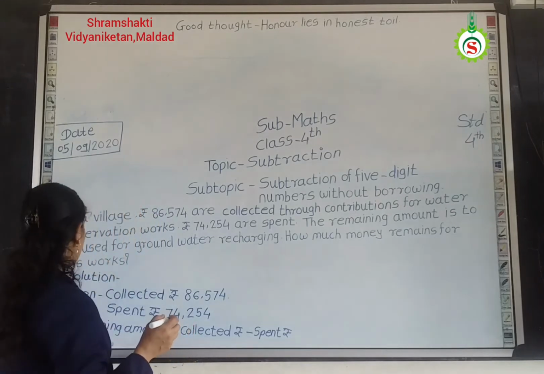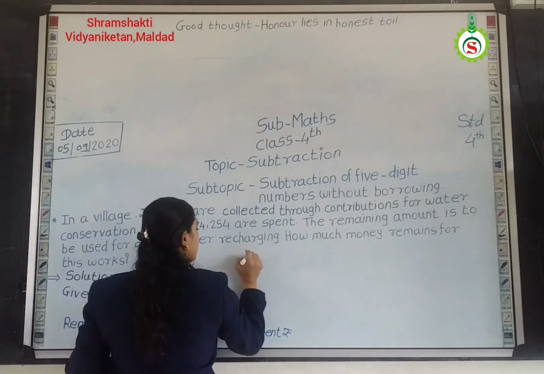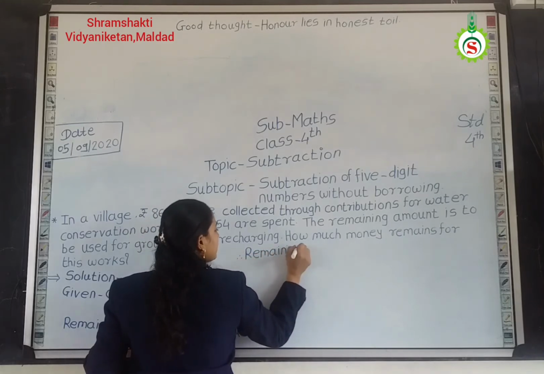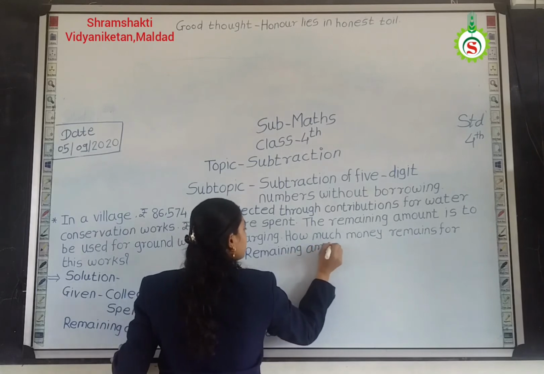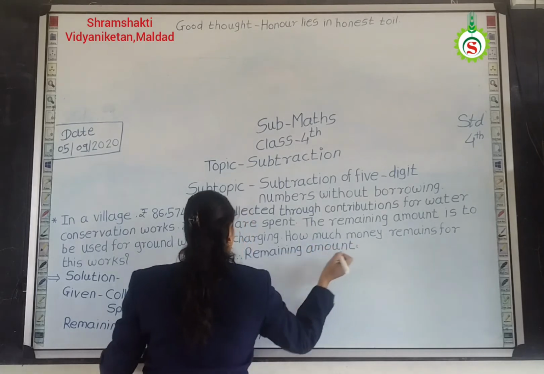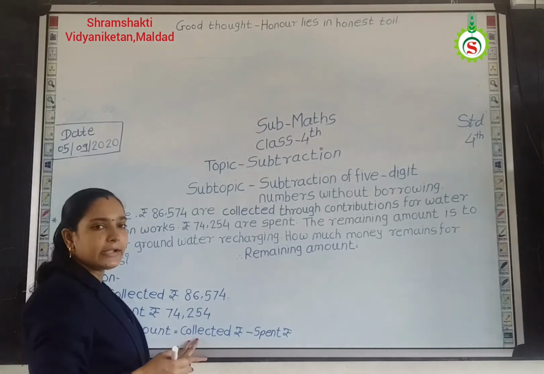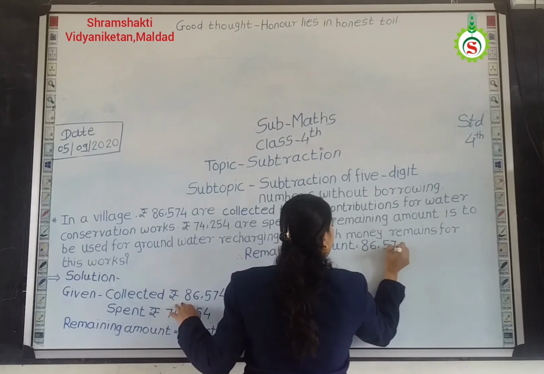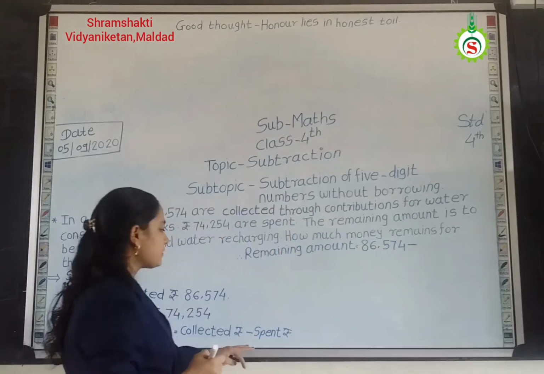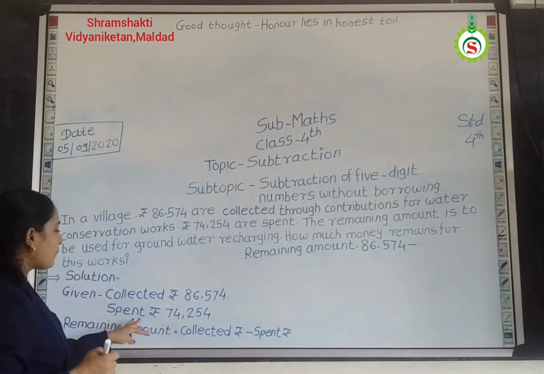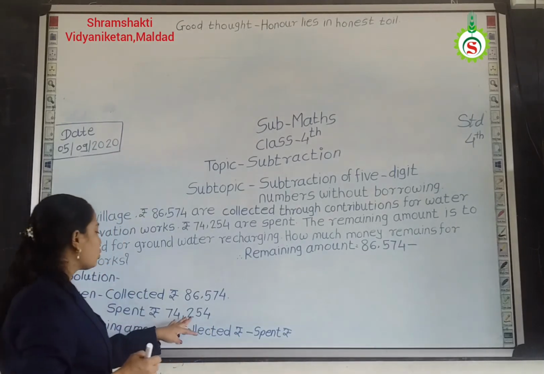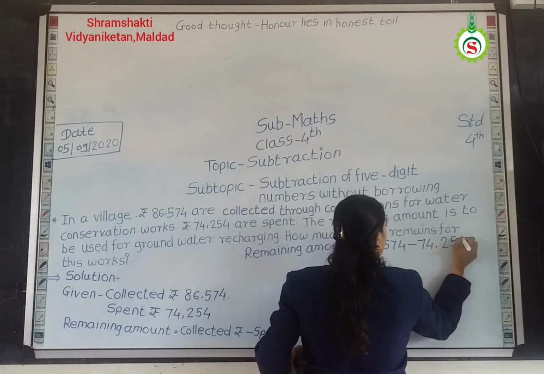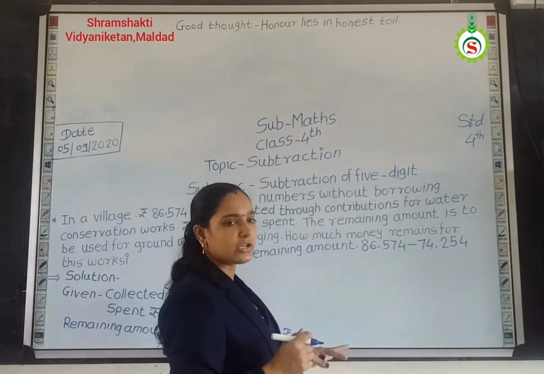And write down here: therefore, remaining amount is equal to, see here, how much collected rupees? 86,574 minus spent rupees. How much spent rupees? 74,254. And solve this subtraction.